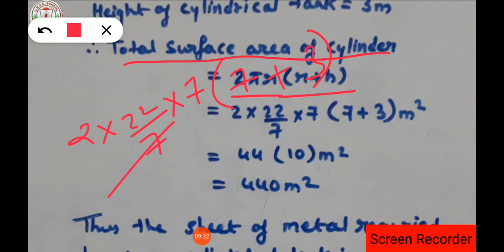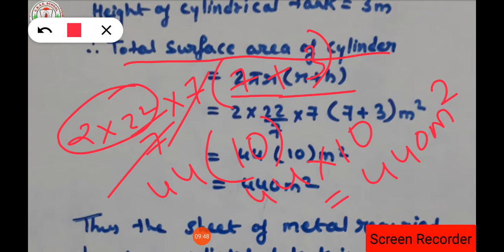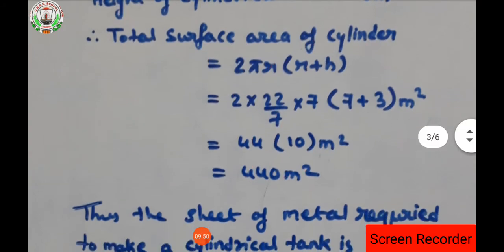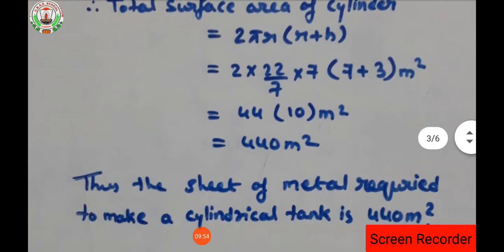So here we get 7 and 7 cancelled, isn't it? So here 2 into 22 will be 44 and 7 plus 3 is how much? 10, isn't it? So 44 into 10 will be how much? 440 meter square. So this is how much sheet is required to make a cylindrical tank whose radius is 7 meter and height is 3 meter.